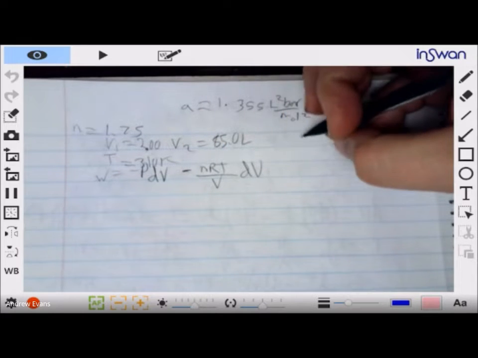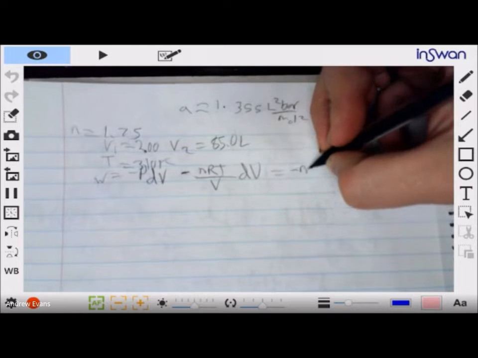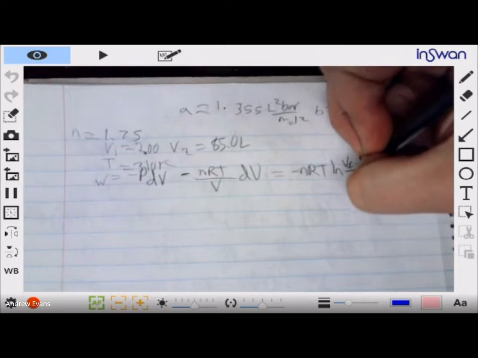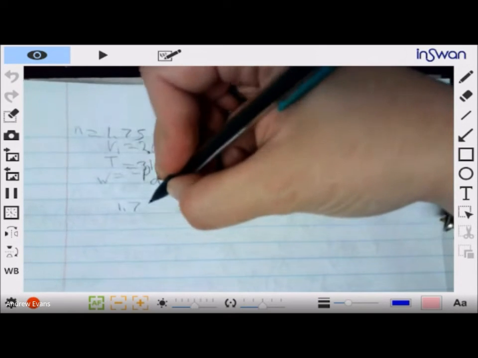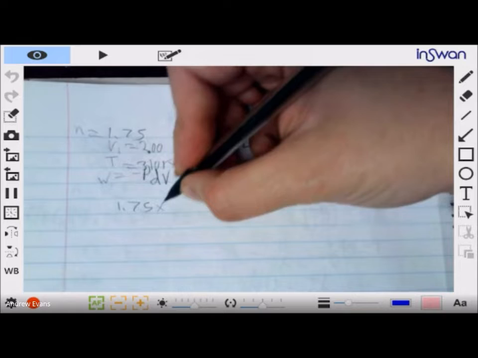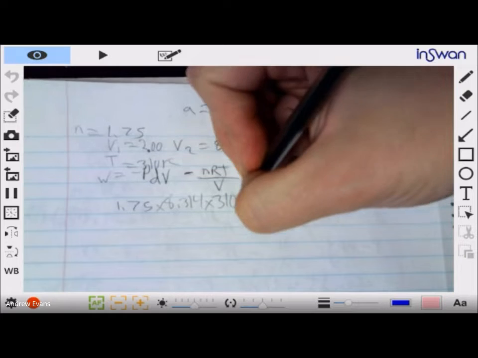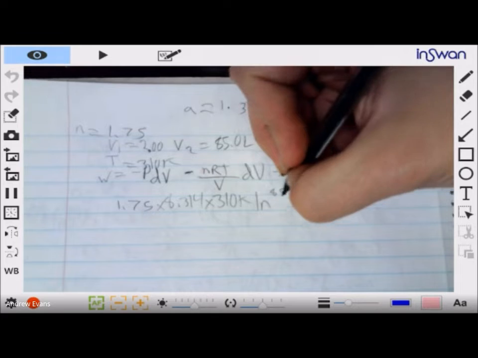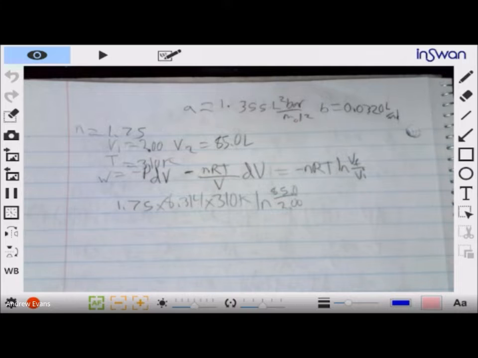So with ideal gas, we just have to integrate that, and that would give us negative nRT ln VF over VI. So ideal is actually rather easy. So 1.75 moles, 8.314 joules, 310 Kelvin, and then natural log of 85.0 over 2.00. We plug that in.